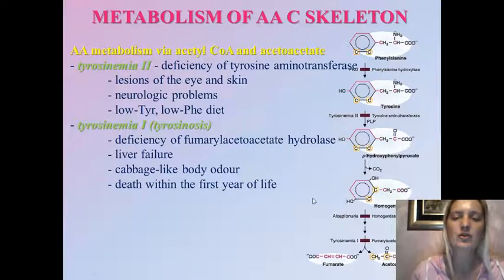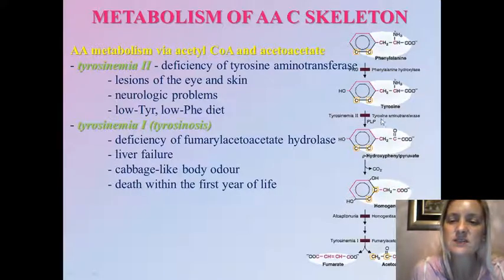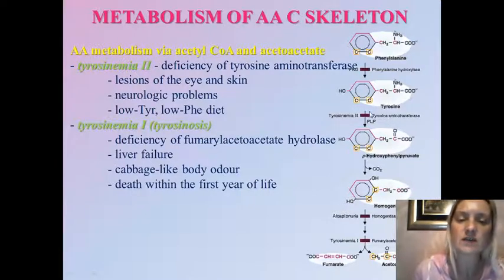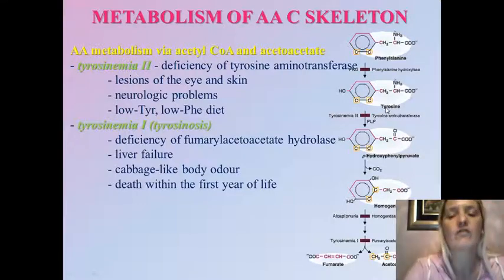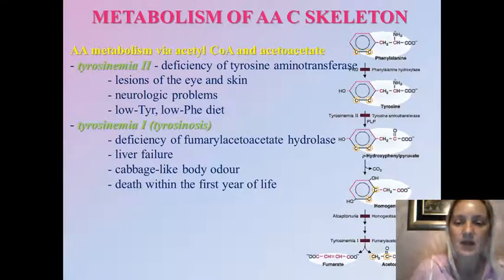Let's move further on. Tyrosinemia type 2. It's the deficiency of tyrosine aminotransferase activity, which yields the formation of lesions of the eye and skin and certain neurologic problems. This disorder is treated efficiently by a low tyrosine, low phenylalanine diet.